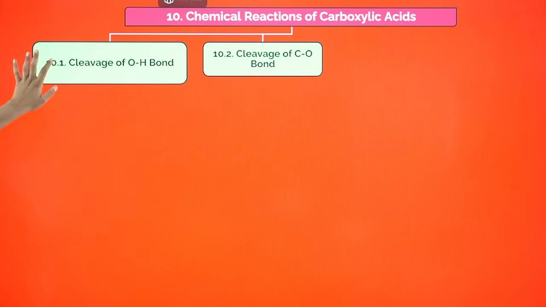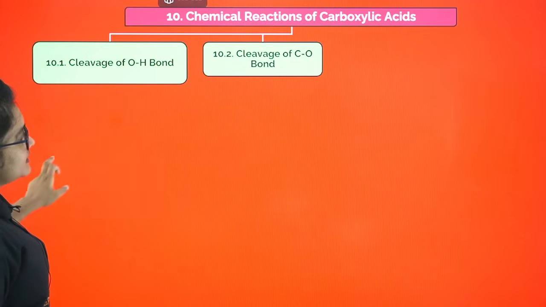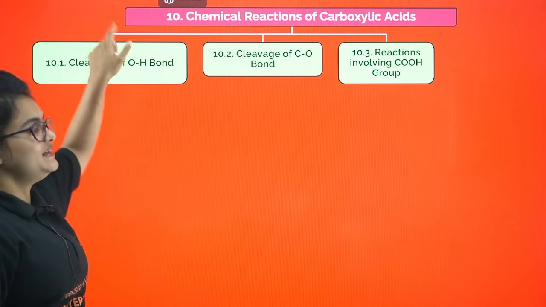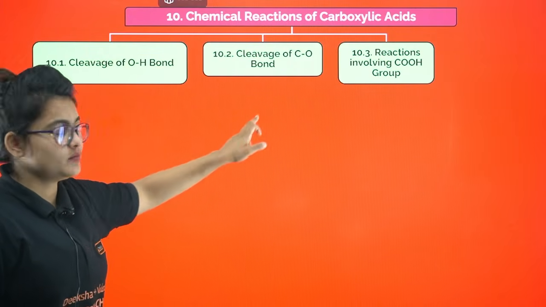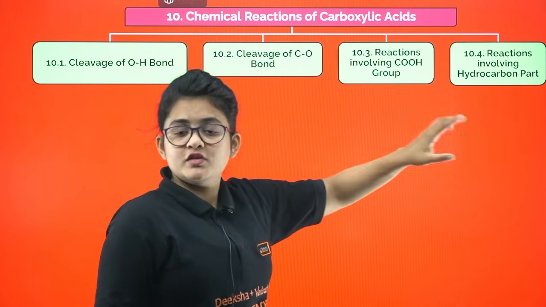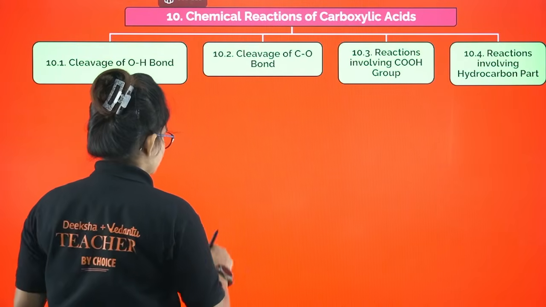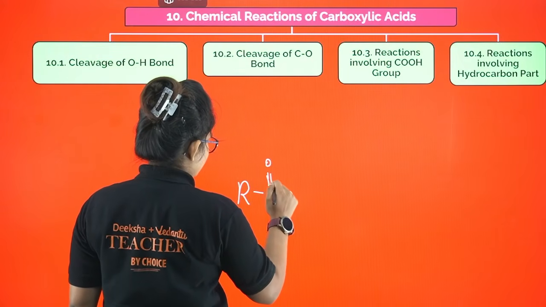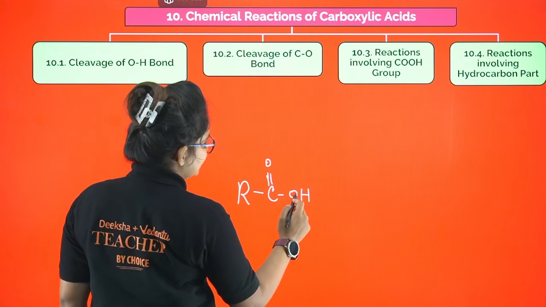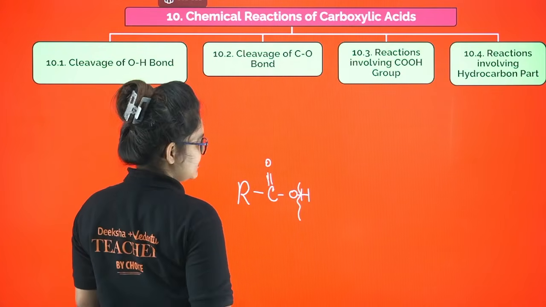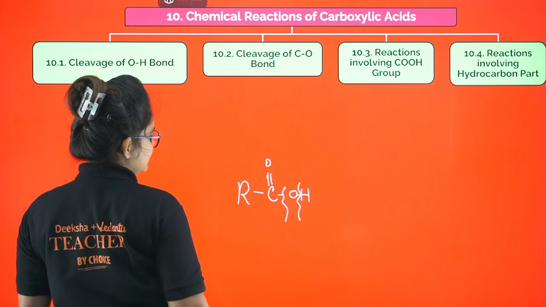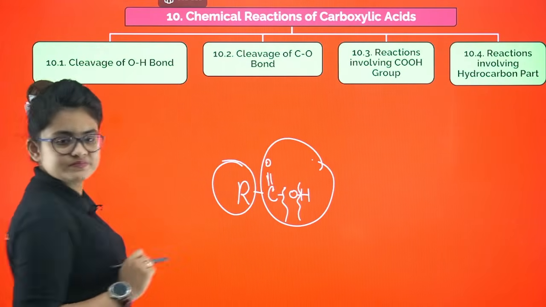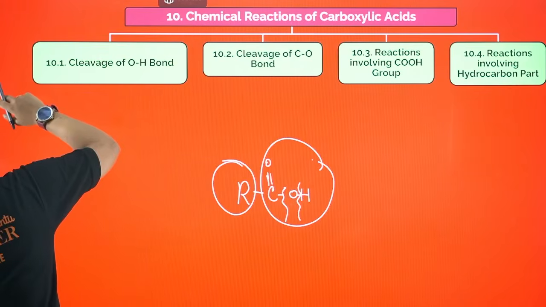You can see it can involve the cleavage of the OH bond, or the cleavage of the CO bond, or it can involve the entire COOH group, or the reaction involving the hydrocarbon part. Let me just show you. Let's say I have RCOOH. I can cleave here, I can cleave here, I can react with this full group, I can react here. Okay, this is the thing. So yes, one by one we will proceed.